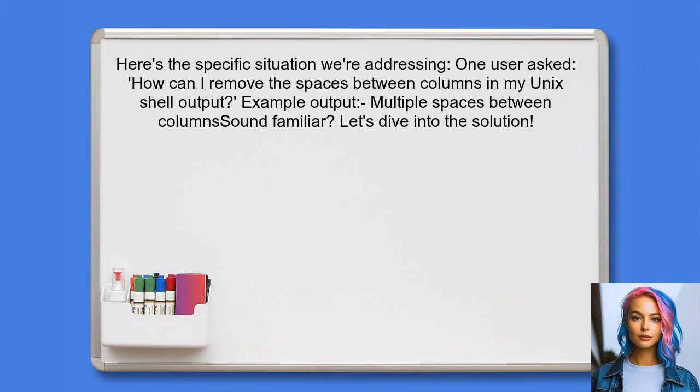Here's the specific situation we're addressing. One user asked, "How can I remove the spaces between columns in my Unix shell output?" They provided an example of their output, which had multiple spaces between the columns. Sound familiar? Let's dive into how we can solve this.